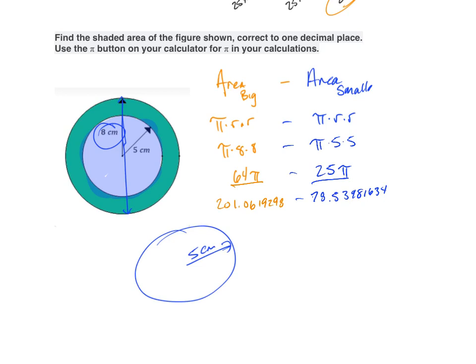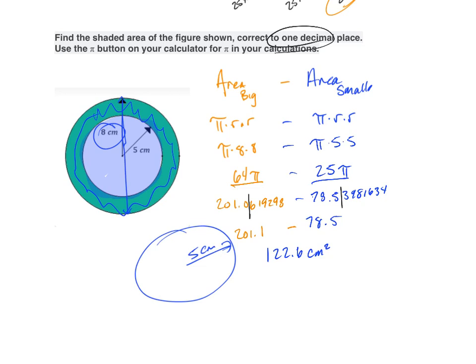So when I round, and they want me to round to the nearest 1 decimal place, I'm going to round here and here. Okay, so this is going to be 201.1 minus 78.5, which means it's 122.6 centimeters squared. And what we found was what this area here is, what this green shaded area is. Okay, so bottom line, if you can do this, you got it.